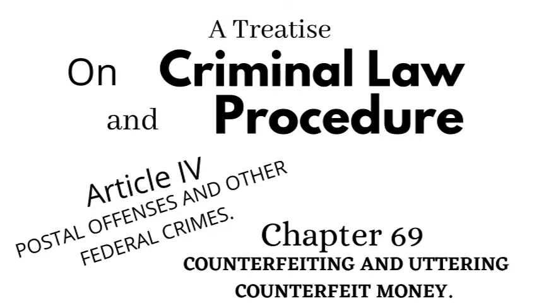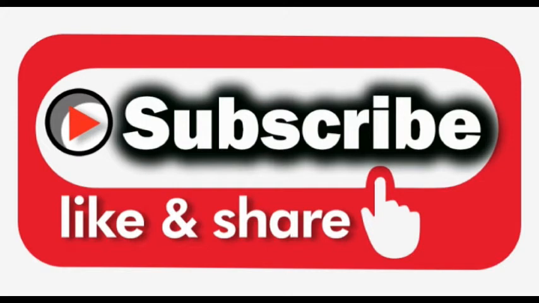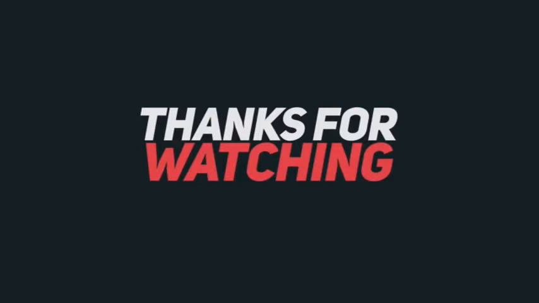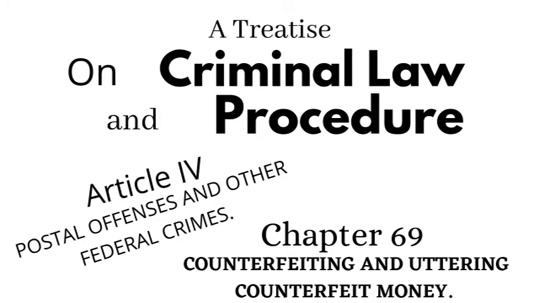Chapter 69. Counterfeiting and uttering counterfeit money. Section 818. Definition. Counterfeiting is making false money in the semblance of that which is genuine. Coining or uttering false money is a crime at common law, indictable on the same principles as cheating or forgery. In addition, federal statutes provide for the punishment of counterfeiting United States money.